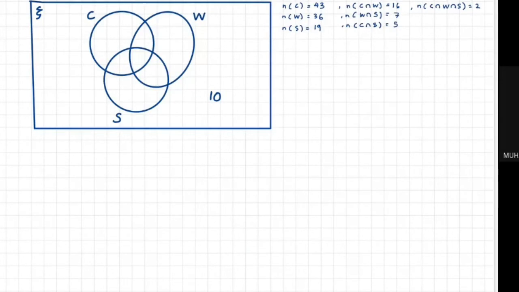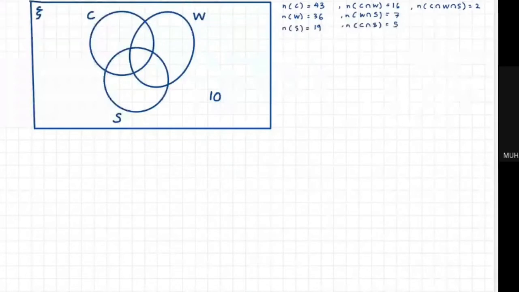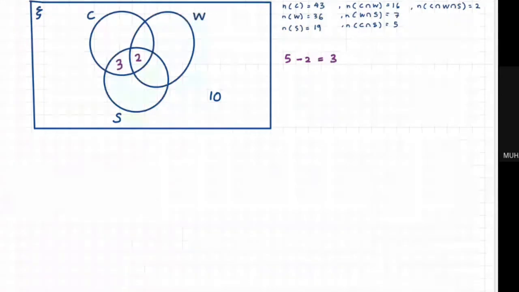So now fill in the Venn diagram. Start with 2. 2 belongs to all 3 sets. It's the intersection of C, W, and S. So 2 should be here. And then we have 5 here. 5 is the value of C intersection S. 5 minus 2, you will get 3. C intersection S only, so here will be 3. So 3 plus 2, you will get this value of 5.